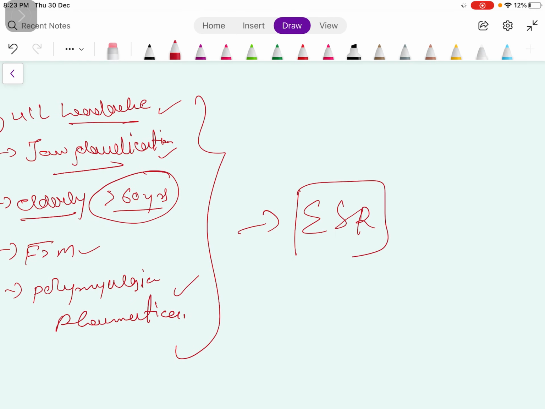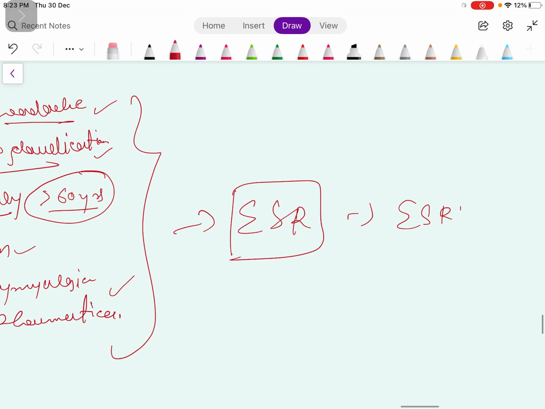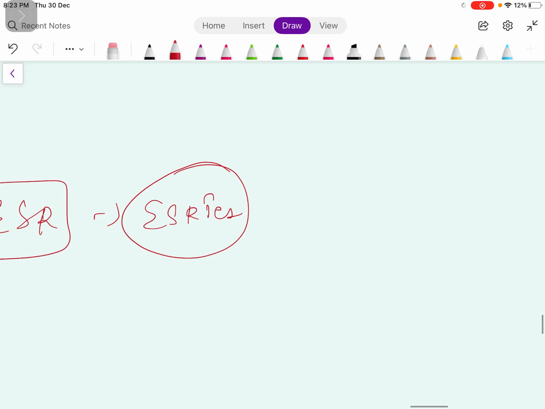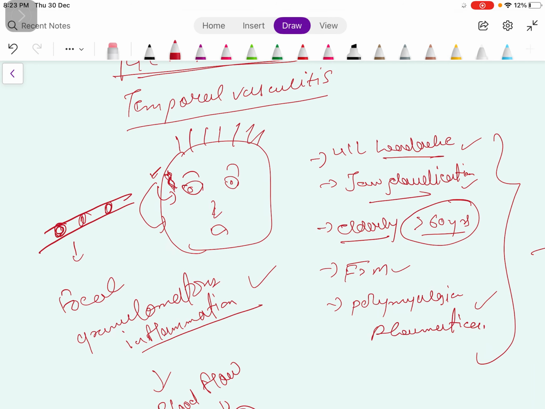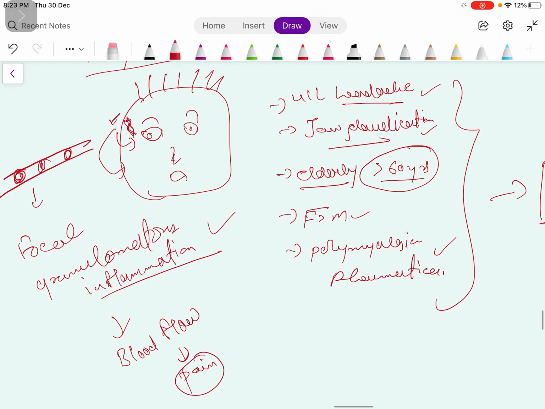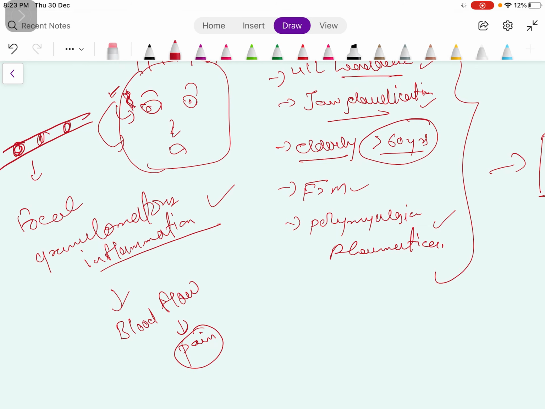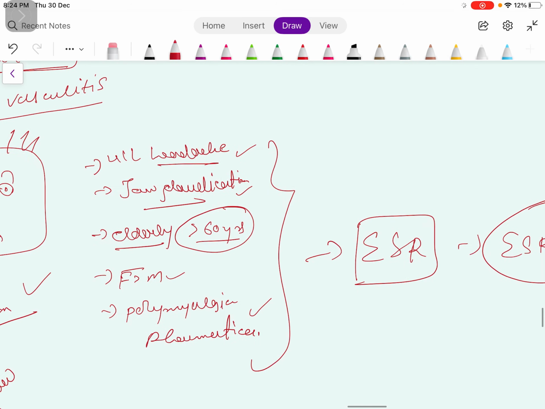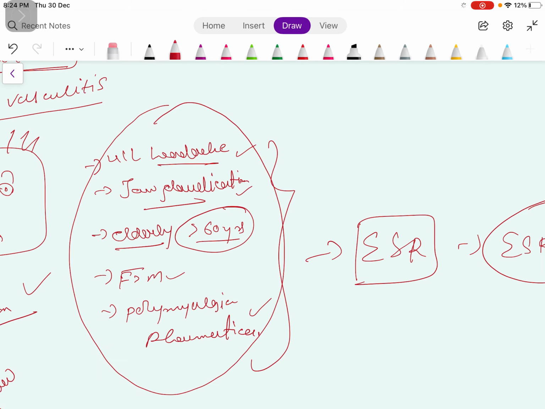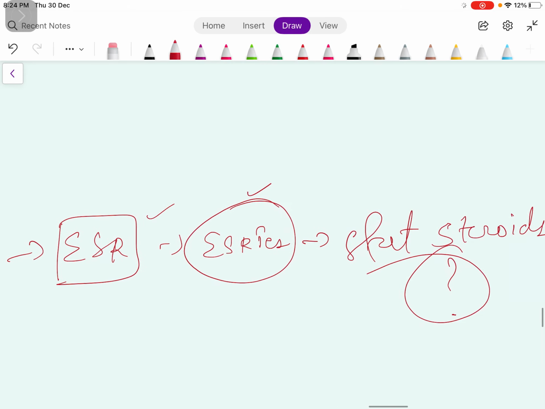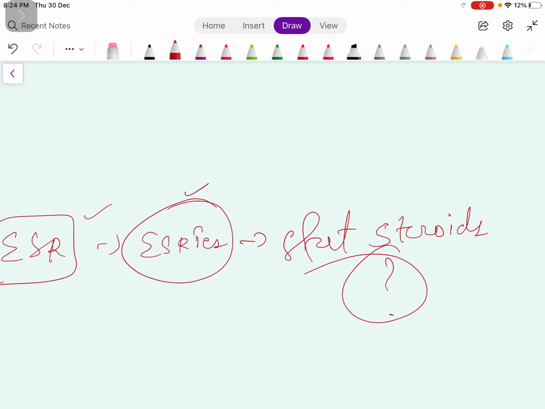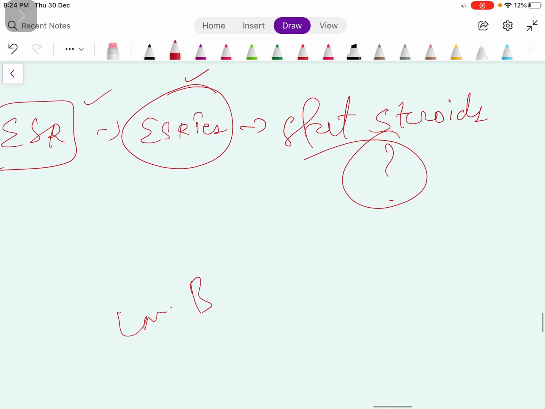So now the next step you need to do is order ESR, and you will see that ESR will be raised. Now what you need to do is give steroids, corticosteroids. Why? Because there is a focal granulomatous inflammation, and to stop this inflammation you need to give them steroids. But you will ask me why you need to give steroids on the spot. Because just by this feature, you can see this in many conditions, and just by seeing these features and raised ESR, how can you give someone a steroid without any confirmatory diagnosis?